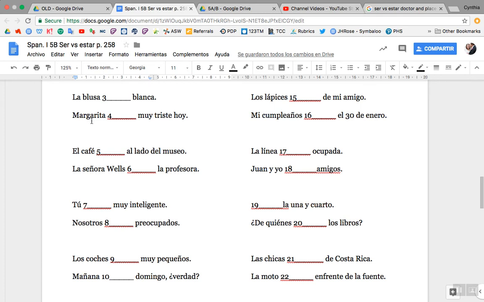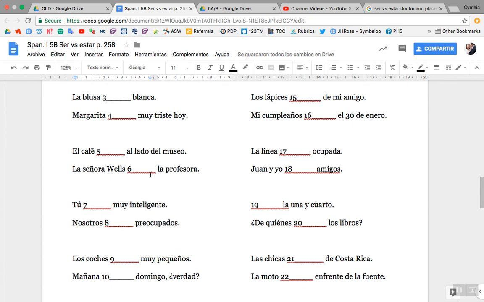Número 4. Margarita blank muy triste. Saying someone's sad is temporary, so we're going to say está. El café está al lado del museo. The cafe is beside the museum. Even though that cafe may be there for hundreds of years, may be a pillar of the community, it may always be next to that museum, it's still considered temporary. It's still considered a location. So we're going to use estar.